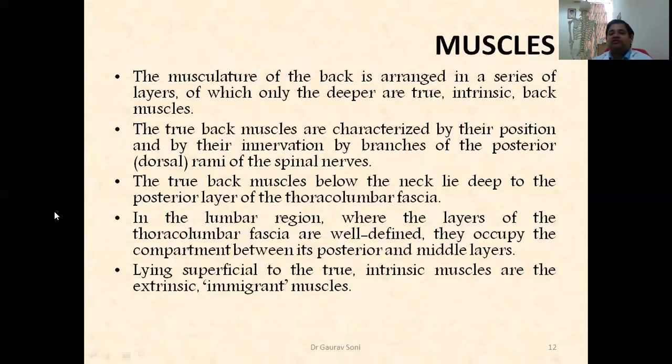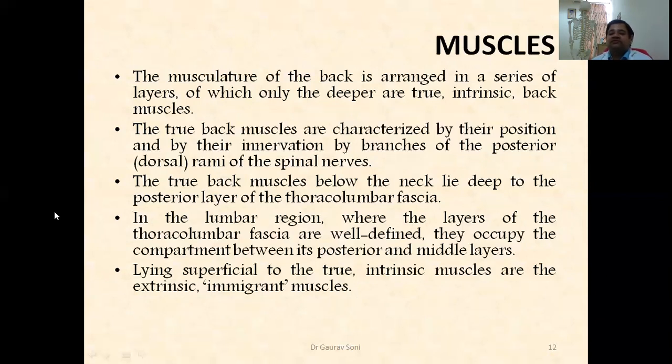So the true muscles of the back are characterized by their position and by their innervation by branches of the posterior (dorsal) rami of spinal nerves. The true muscles of the back below the neck lie deep to the posterior layer of thoracolumbar fascia. In the lumbar region, where the layers of thoracolumbar fascia are well defined, they occupy the compartment between the middle and posterior layers. Lying superficial to the true intrinsic muscles are the extrinsic or immigrant muscles. Immigrant means which are coming from somewhere else.